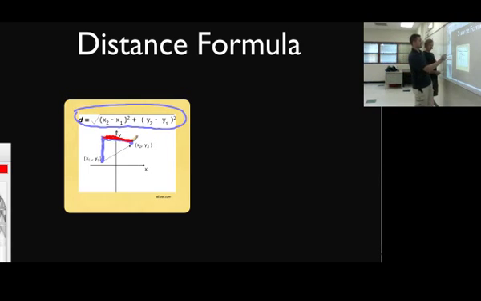And if we plug that into our Pythagorean theorem, imagine this was d squared and we took the square root, we would end up with this formula here. And that's really where the distance formula comes from.